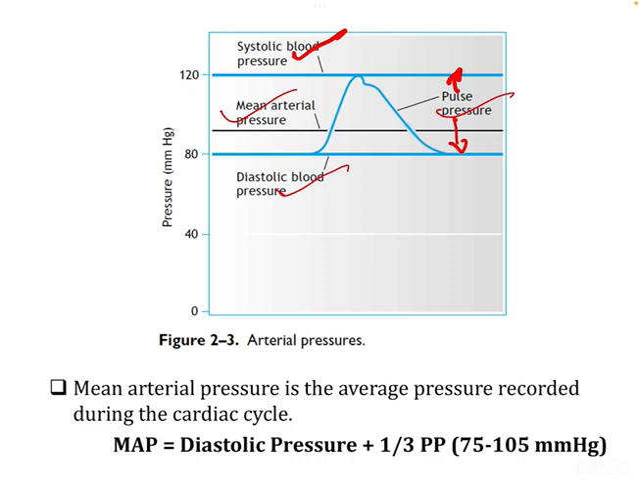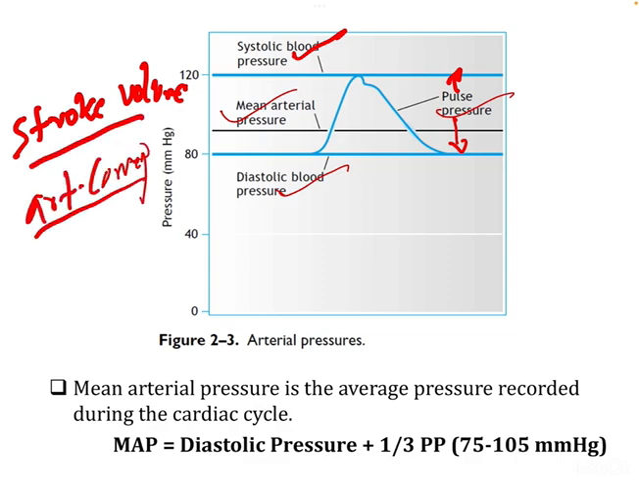While pulse pressure is the difference between systolic and diastolic blood pressure, and it is 40 millimeter of mercury. The range is from 20 to 50 millimeter of mercury. Pulse pressure is determined primarily by the stroke volume and arterial compliance. While mean arterial blood pressure is the average pressure recorded during the cardiac cycle. Mean blood pressure is not the arithmetic mean or average of systolic and diastolic blood pressure, while it is measured as diastolic blood pressure plus one third of pulse pressure. The range is from 75 to 105 millimeter of mercury. This is because systolic time is much shorter than diastole, so a little more emphasis is given to the diastolic blood pressure.